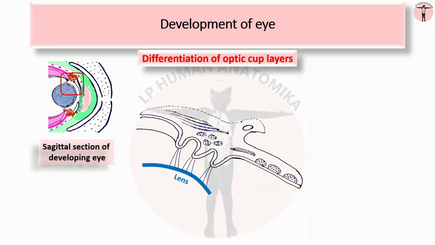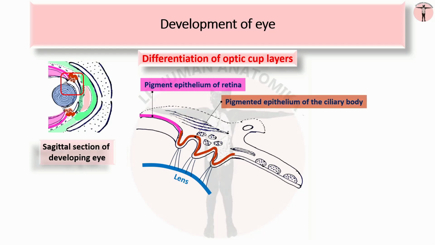Now let us see what are the layers which are differentiated from the two layers of the optic cup. The outer layer of the optic cup in the posterior part differentiates into the pigment epithelium of the retina, which is the first layer of the retina, and in the anterior part into the pigmented epithelium of the ciliary body and the anterior epithelium of the iris.